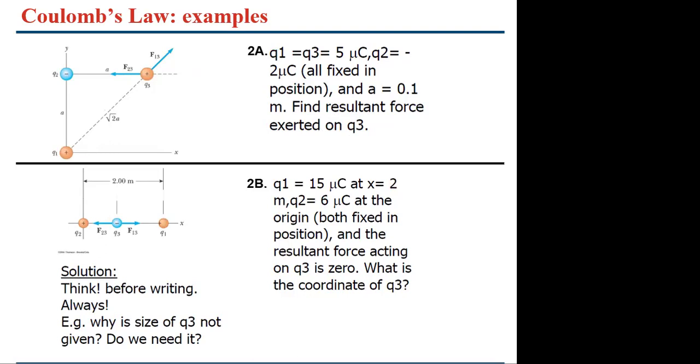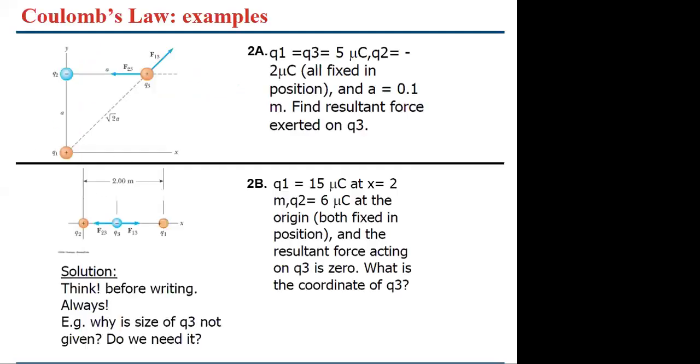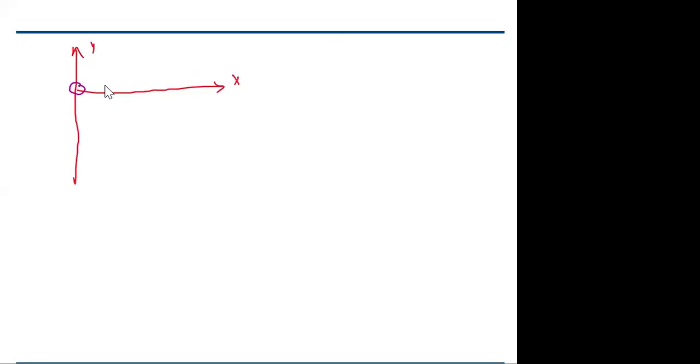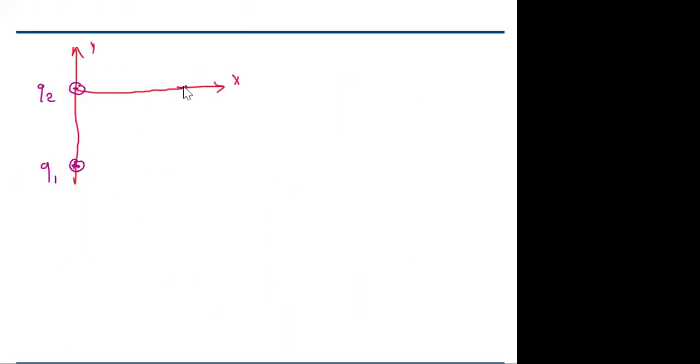As usual, I would like to redraw the figure by myself to understand better. Good. So we have a y-axis and an x-axis. At the origin, we have a charge. This charge is minus 2 microcoulomb. On the negative y, we have a charge. This charge is Q1. And here we have Q3, which is positive.